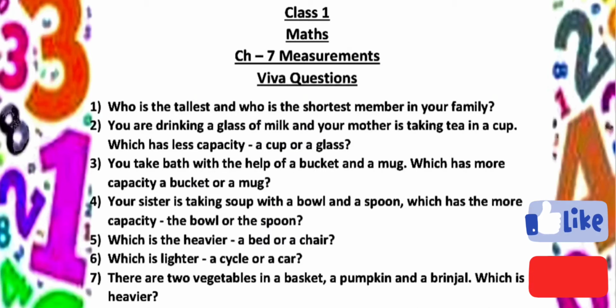Now come to the seventh question. There are two vegetables in a basket, a pumpkin and a brinjal. Which is heavier? The correct answer is pumpkin. Pumpkin is heavier than brinjal. Now, before coming to the 8th question, I am going to teach you some body parts which can be used to measure the length of any object.